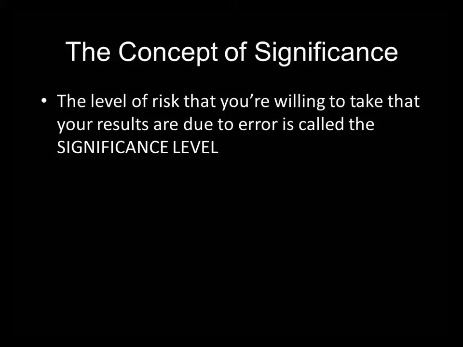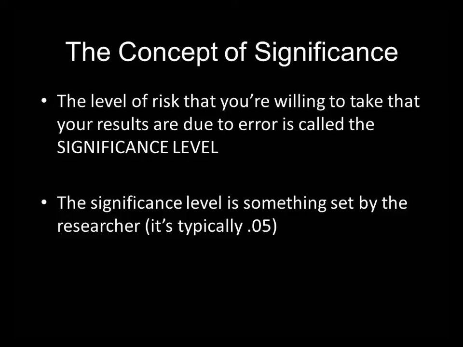And that brings us to the concept of significance, statistical significance. Statistical significance, or the significance level, is the level of risk that you're willing to take that your results are due to error. That's called the significance level, the level of risk that you're willing to take that your results are due to error. The significance level is something that's set by the researcher. It's typically 0.05.